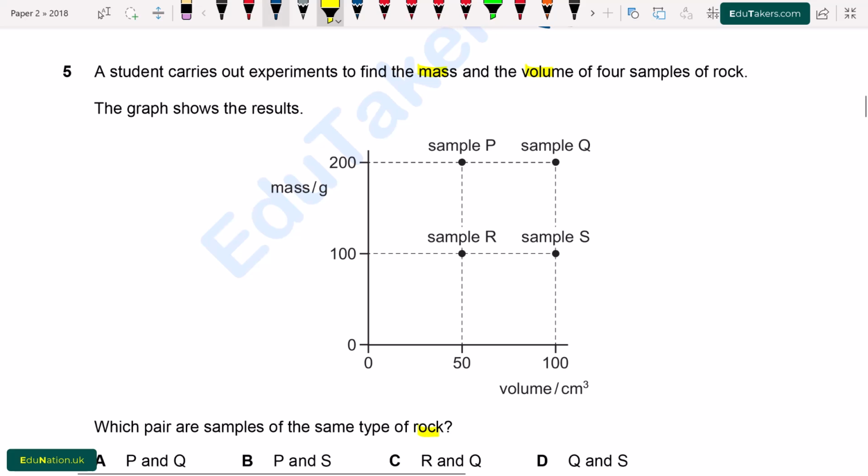So first of all, we find out the density because mass and volume is given. Then the samples that have the same density are the same type of rocks. So here I write density is equal to mass over volume. I first of all calculate for the sample P.